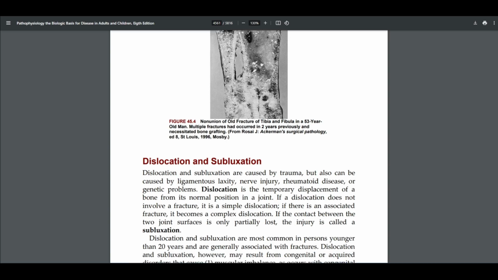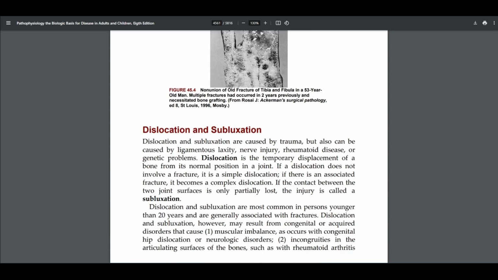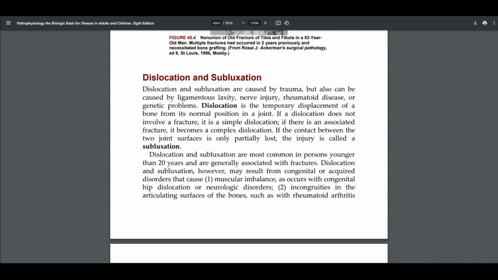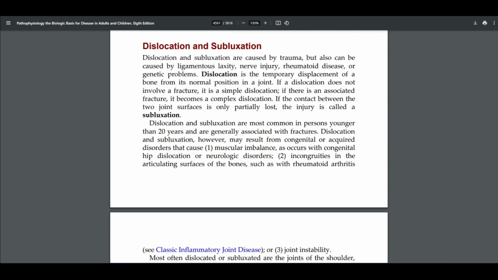Dislocation and subluxation. Dislocation and subluxation are caused by trauma, but also can be caused by ligamentous laxity, nerve injury, rheumatoid disease, or genetic problems. Dislocation is the temporary displacement of a bone from its normal position in a joint. If a dislocation does not involve a fracture, it is a simple dislocation. If there is an associated fracture, it becomes a complex dislocation. If the contact between the two joint surfaces is only partially lost, the injury is called a subluxation.